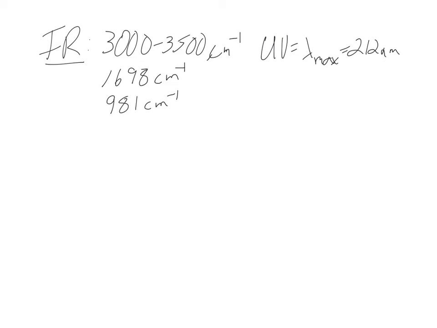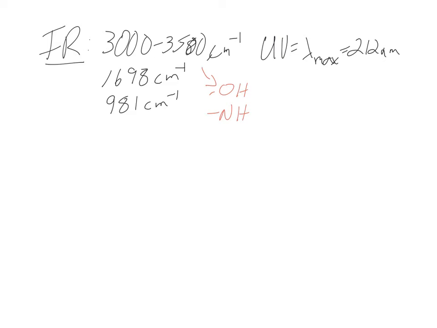What else is this telling you? The IR is telling you something. You have a broad peak at 3,000 to 3,580, and it says you have a peak at 1698 and then 981. So 3,000 to 3,500, what should that tell you? A broad peak is probably what? OH or NH. Good.